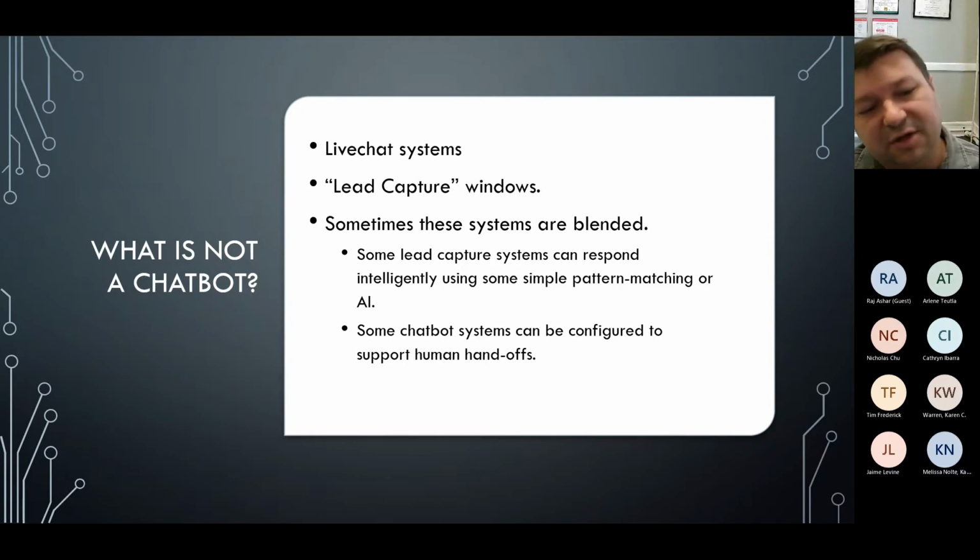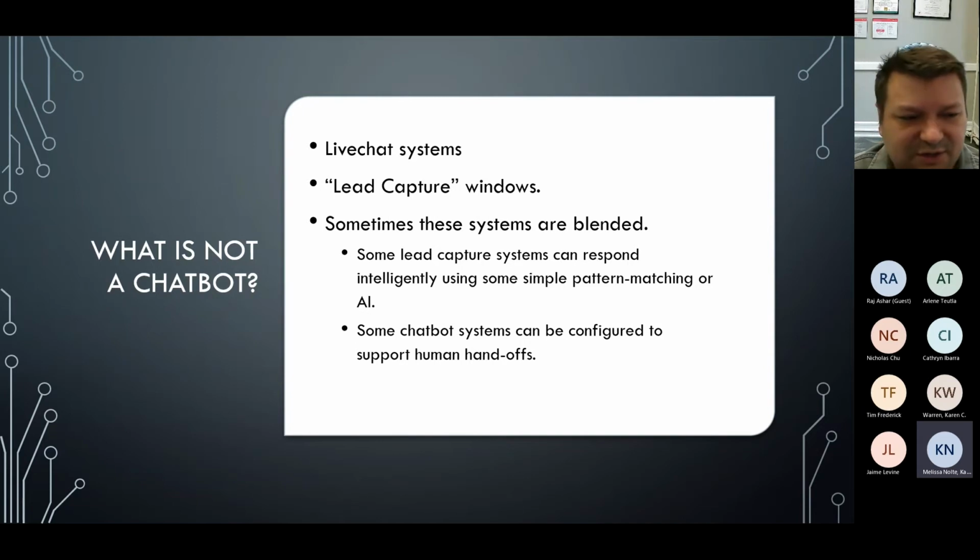There may be a friendly looking face and name in the window that make it seem like there's going to be some kind of substantive interactivity, whether it's human or otherwise. But with the lead capture windows, there's no human intelligence there or even artificial intelligence. It is just a marketing trick.